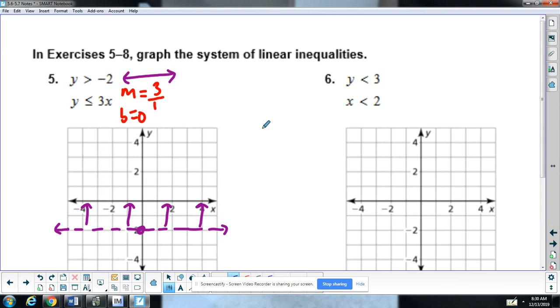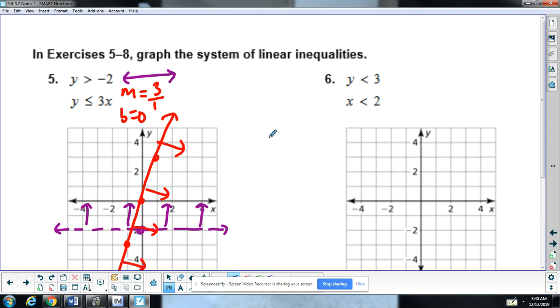So I begin at b, so 0 on the y-axis, so right here. And then I move with my slope. I move up 3 and to the right 1. So up 1, 2, 3, to the right 1. Then my inequality sign shows me that it is equal to, so I'm going to have a solid line. Then y is less than, so I want to shade everything less than, so below this line.